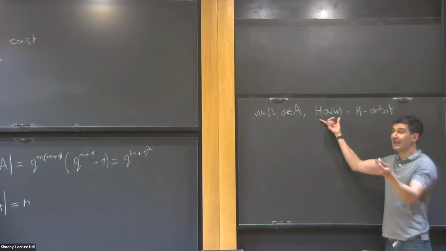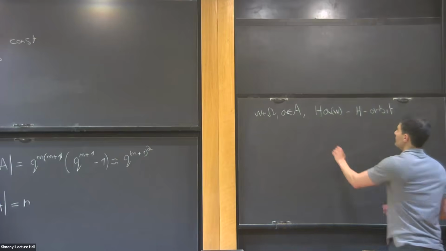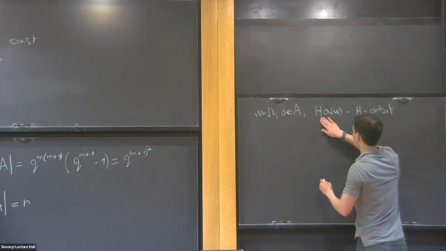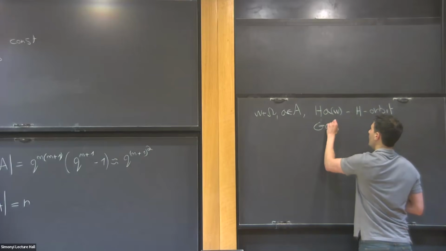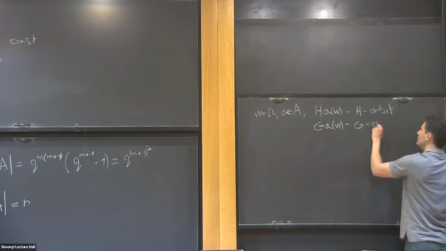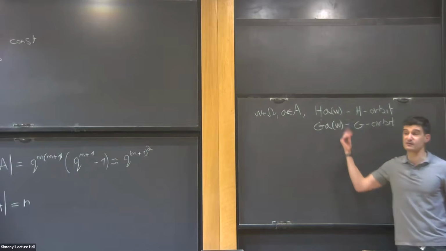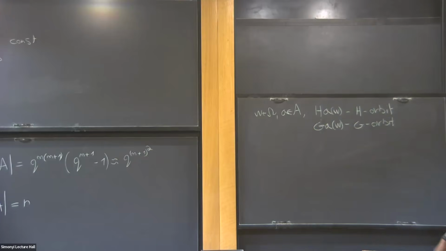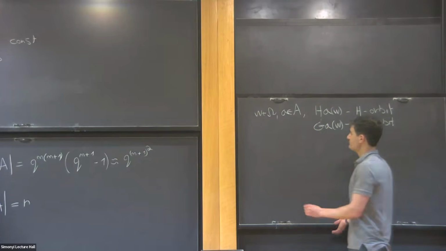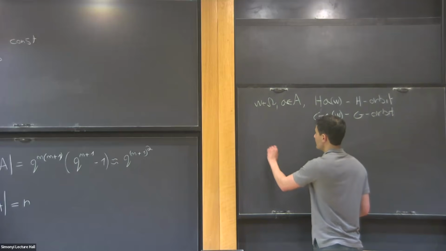Because if you act from the left by an element in H, I get the same set. Yeah, this is it. And similarly, G times A omega is a G orbit. So this is how orbits look like, general orbits. Okay, so let's define what the orbits graph is.